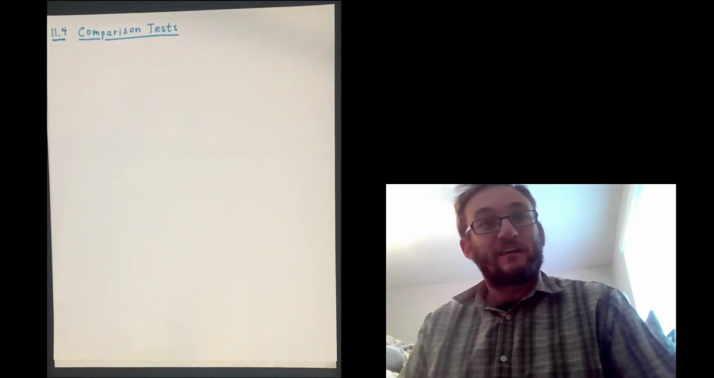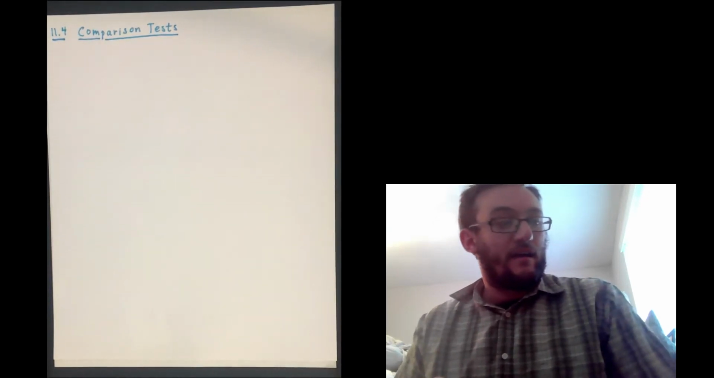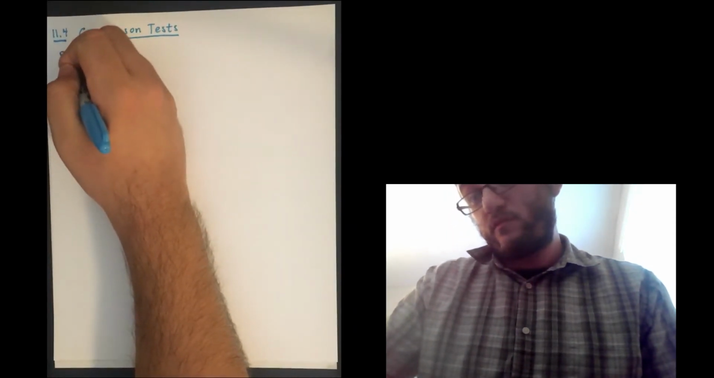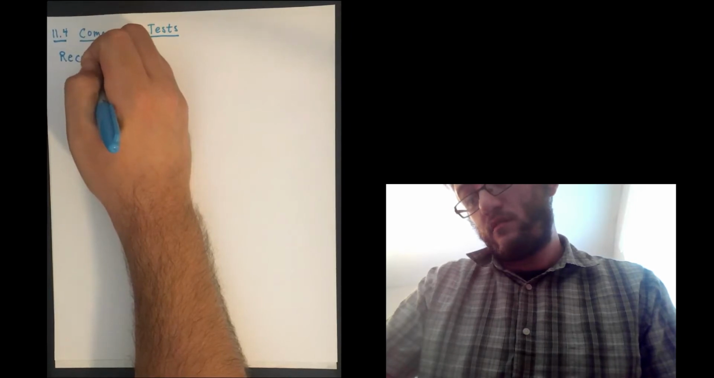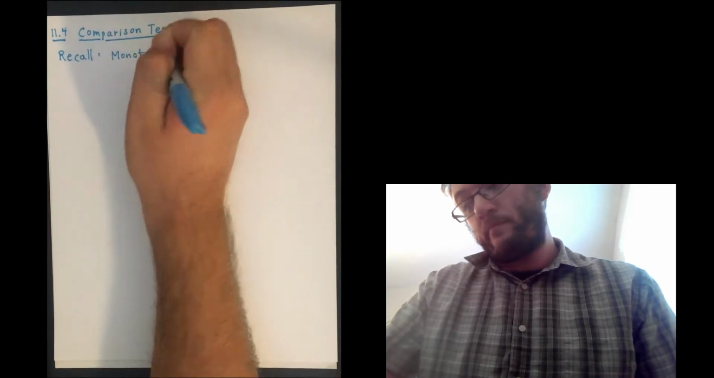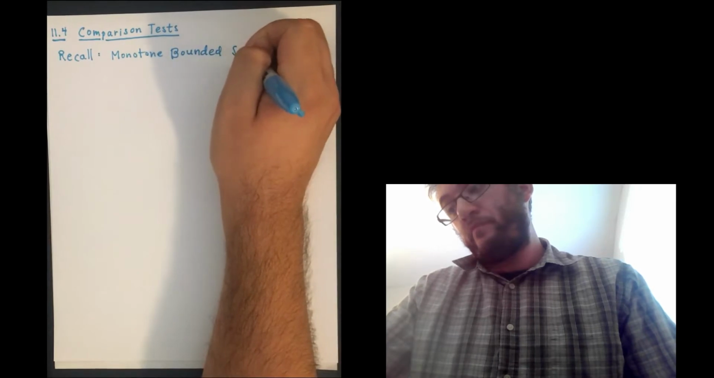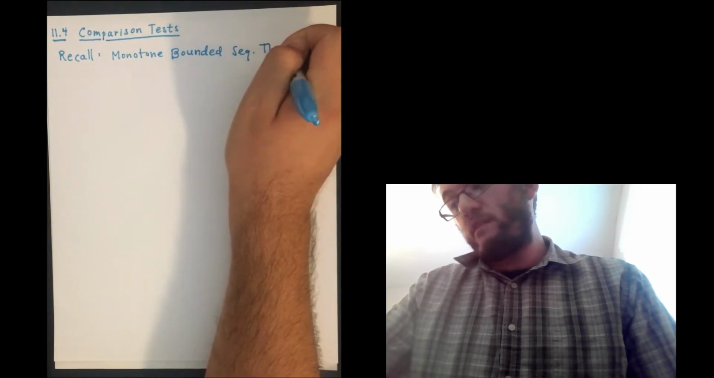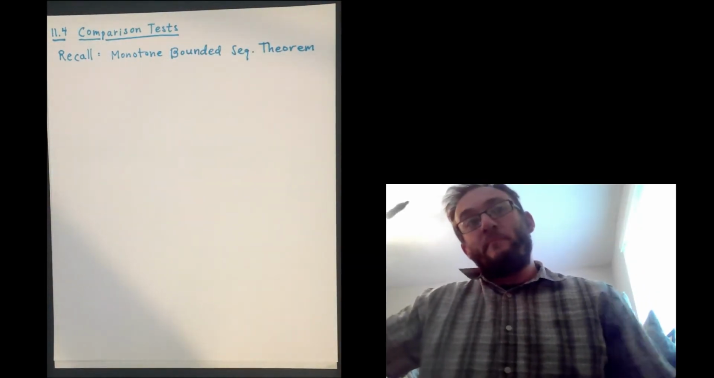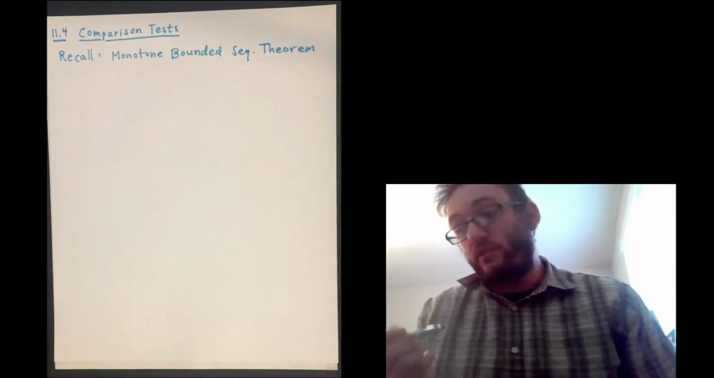Hi, today we're going to be talking about section 11.4 in Stewart, which is about the comparison tests. To motivate the comparison test, we're going to recall the monotone bounded sequence theorem. This was a theorem about sequences that always move in one direction, but they have a bound that stops them from going too far. So those sequences are going to be convergent.